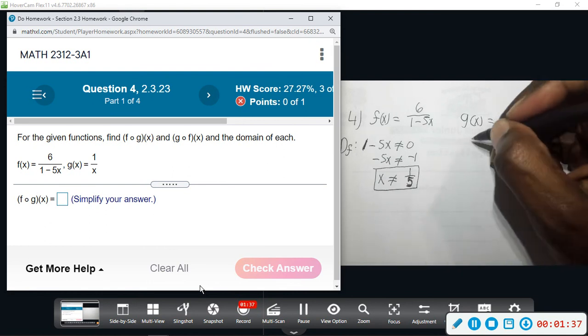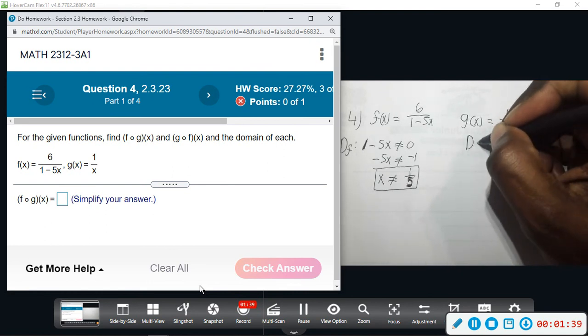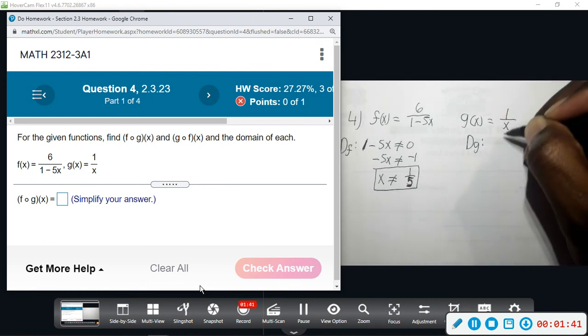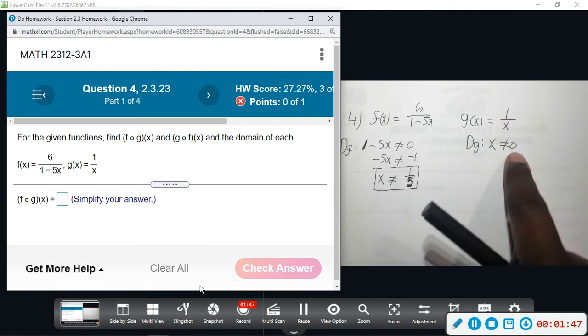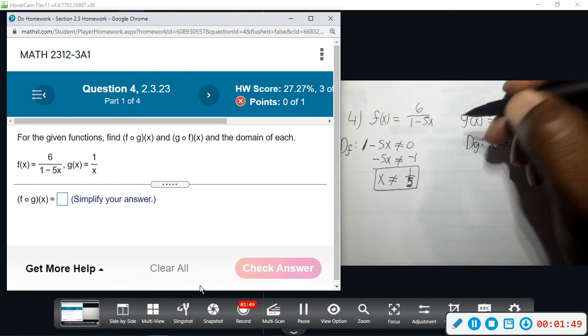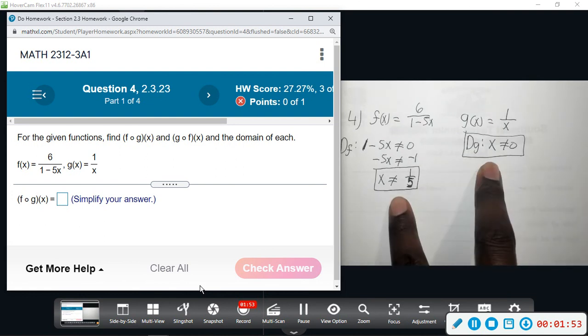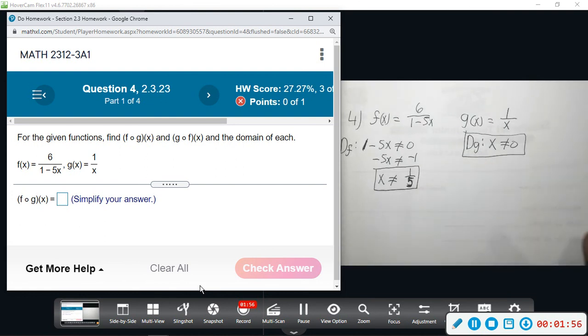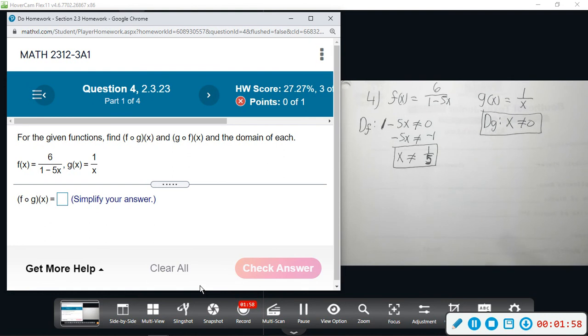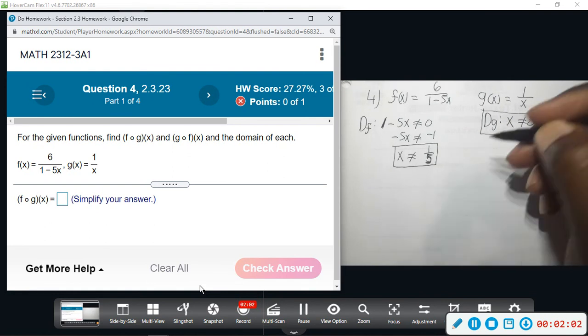Alright, domain of g. Again, take the bottom, set it not equal to 0, so x cannot be 0, and that's all we get. So we cannot use 0. We're done at that point. Okay, these are important because these restrictions will follow you once you do f of g of x or g of f. Only one, the one that you plug in, will follow.